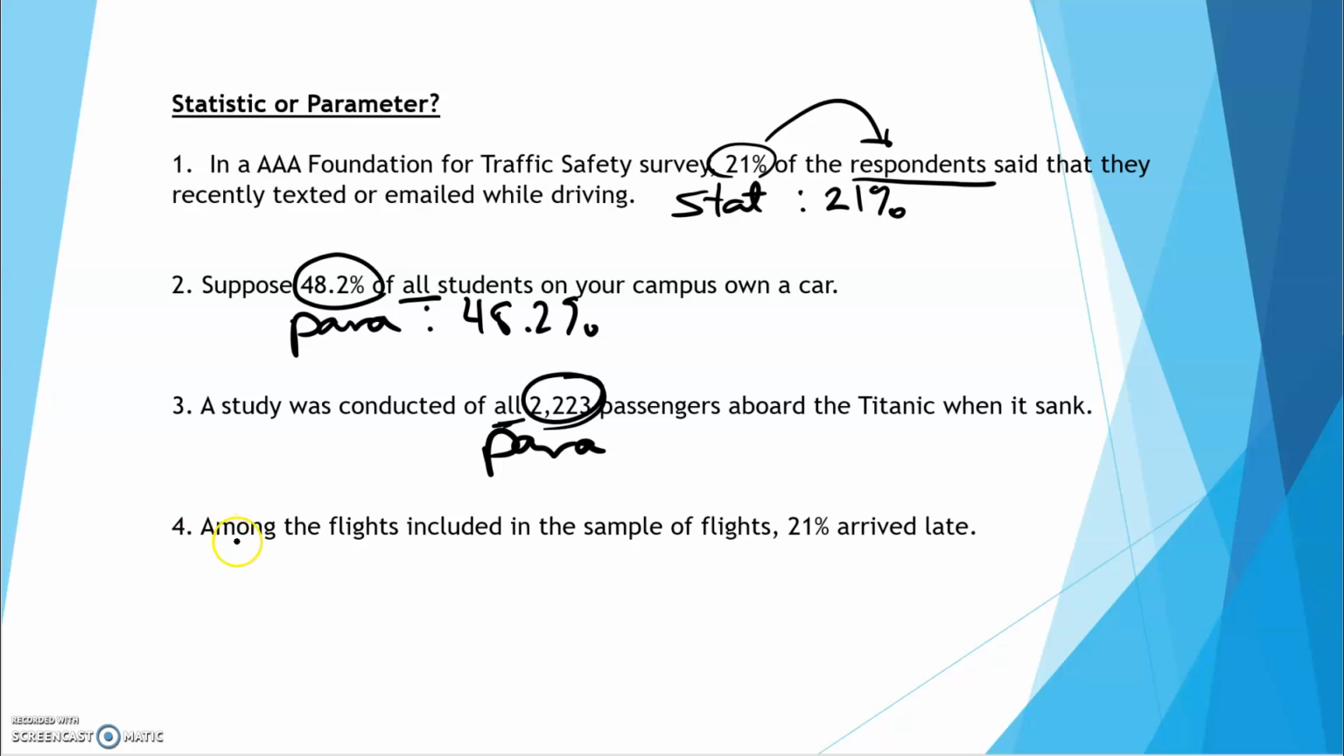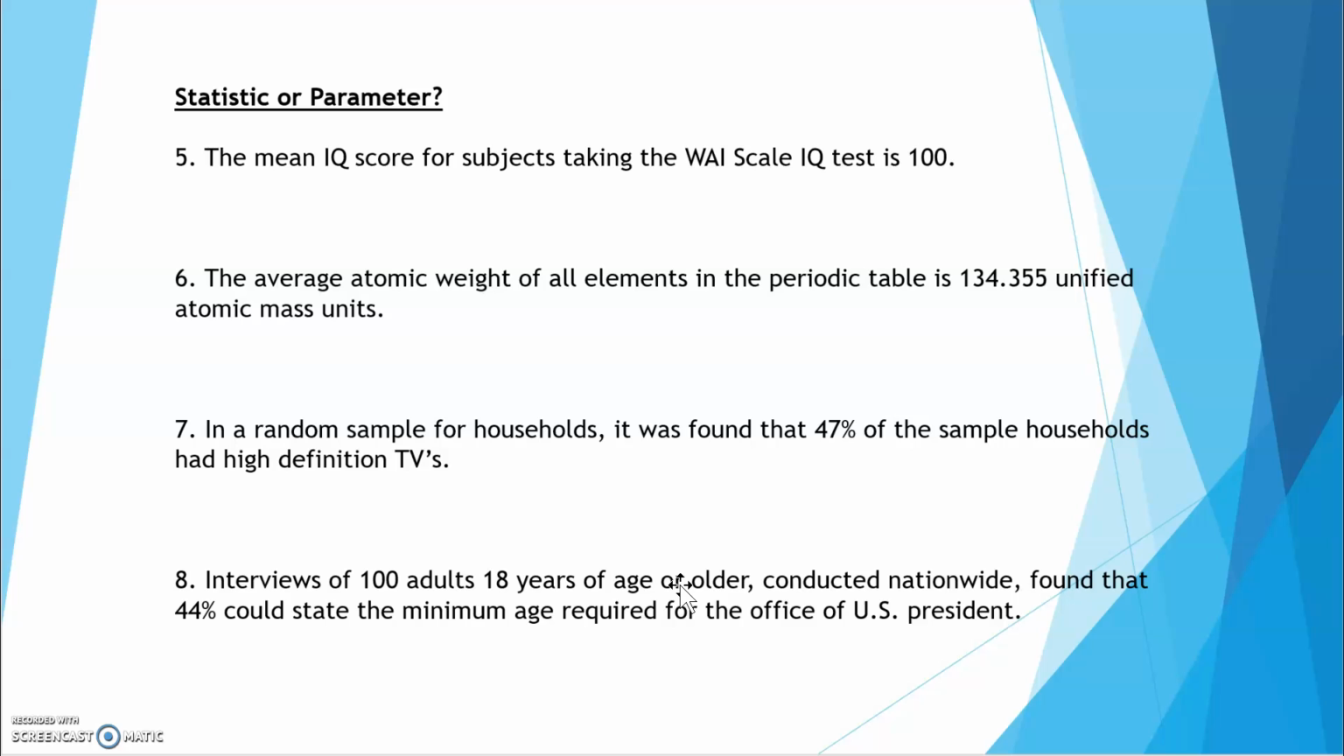Okay, number 4. Among the flights included in the sample, okay, we can stop right there. Sample, it's a statistic. The statistic is 21%. Okay, number 5. The mean IQ score for subjects taking the WAIS IQ test is 100. Okay, so the mean is 100 of these people who took the test.